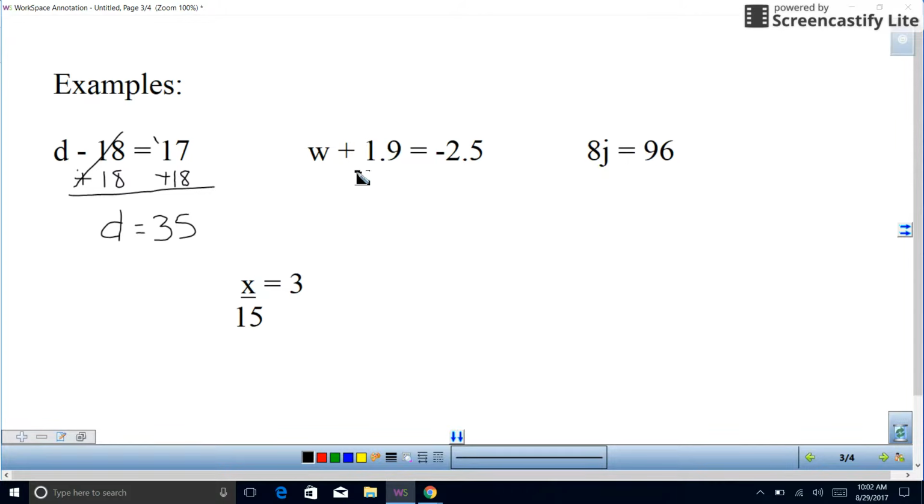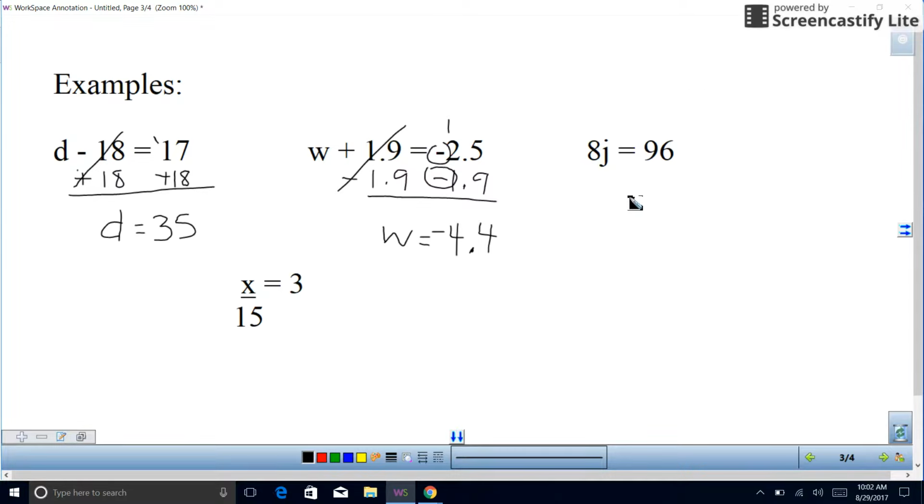Okay, here I have an addition equation, so I'm going to use the inverse, which is subtract. My 1.9s cancel out, and W equals, I have 2 negatives, so my integer rules tell me that I'm going to add and keep the sign.